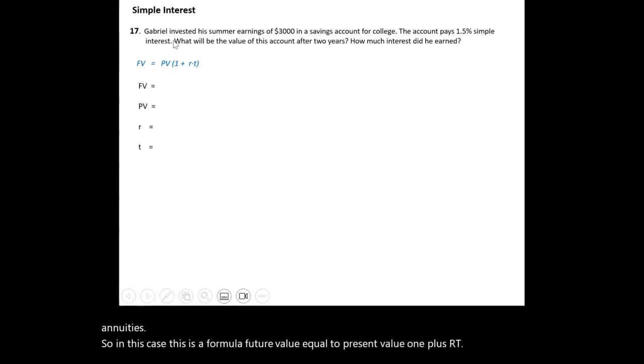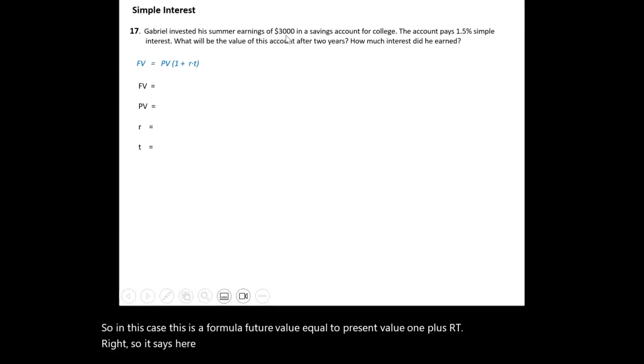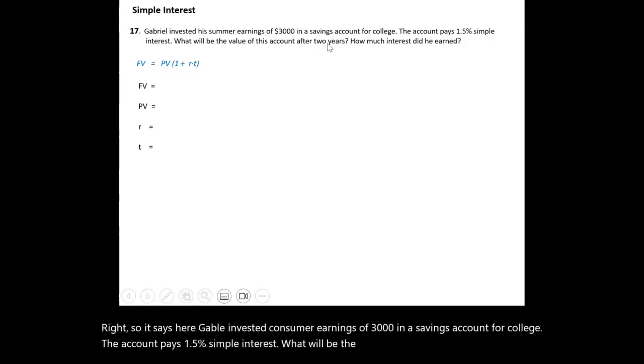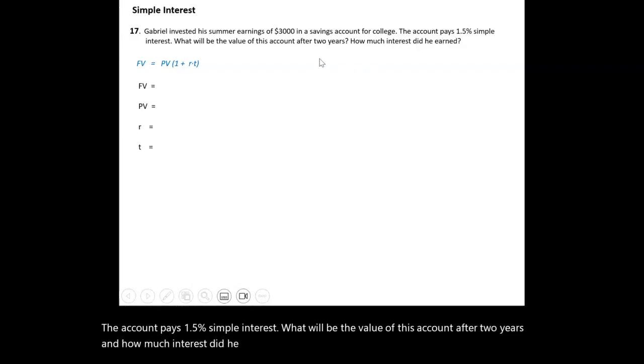So it says here, Gabriel invested his summer earnings of $3,000 in a savings account for college. The account pays 1.5% simple interest. What will be the value of this account after 2 years? And how much interest did he earn? Because here, guys, what are we looking for? We're looking for the value in 2 years. So we're looking for the future value.